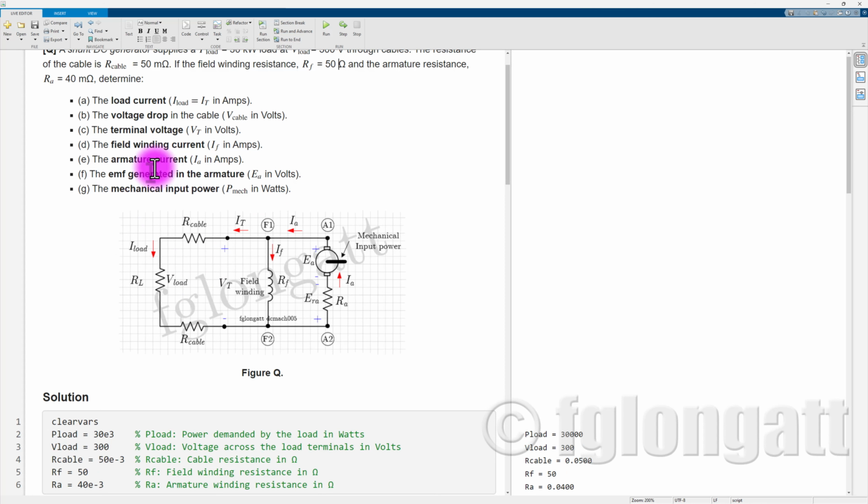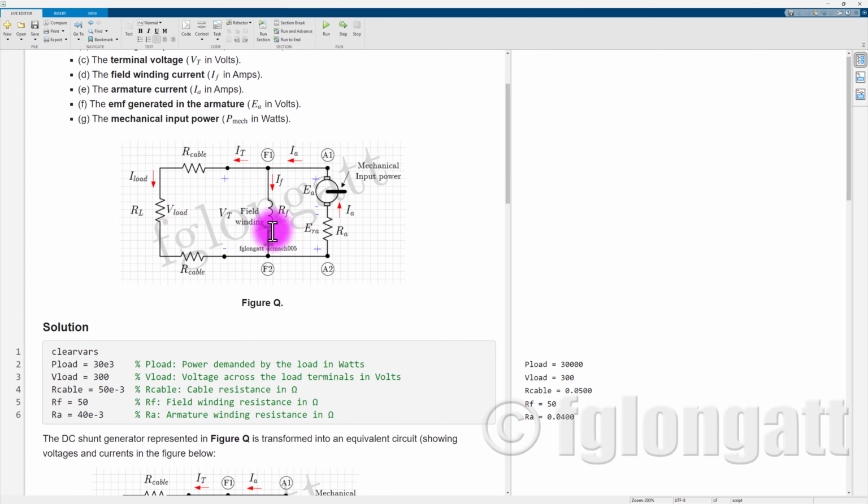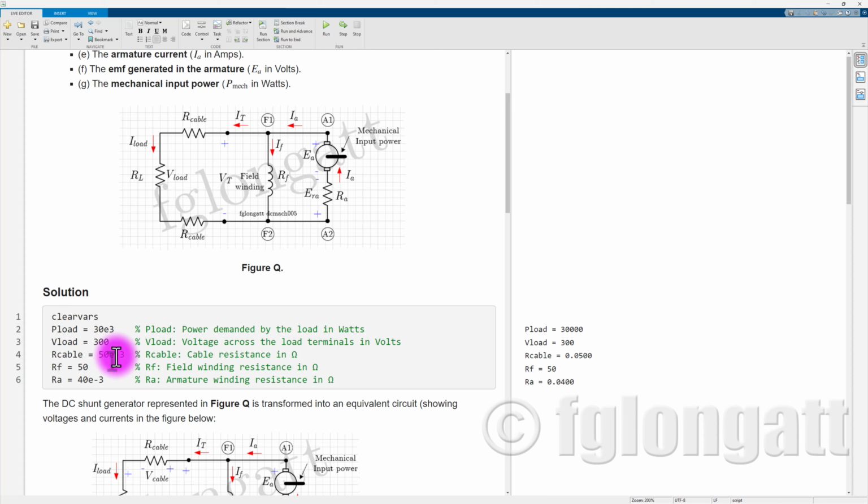As you can see today, I am using this MATLAB Live Script, one of my favorite tools for solving numerical problems, because it also allows me the integration of these useful diagrams, equations, and text to explain the solution. The first part of this script is basically the data that we know. We know the demand at the load, 30 kilowatts. We know the terminal voltage at the load, that is 300. We know the resistance of the cable, the field winding, and also the armature.